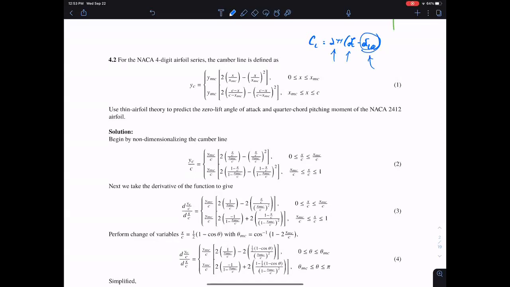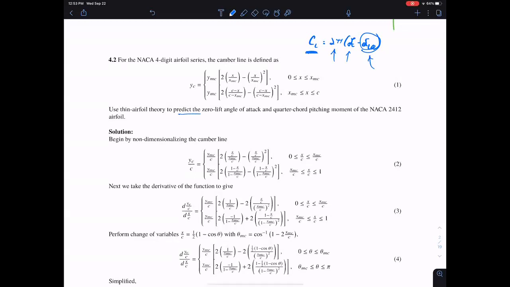This is the only term that differs between every airfoil that's out there from thin airfoil theory. So once we compute alpha L0, we actually know exactly what the lift coefficient is at any angle of attack as predicted by thin airfoil theory. So that's what we're asked to find here.